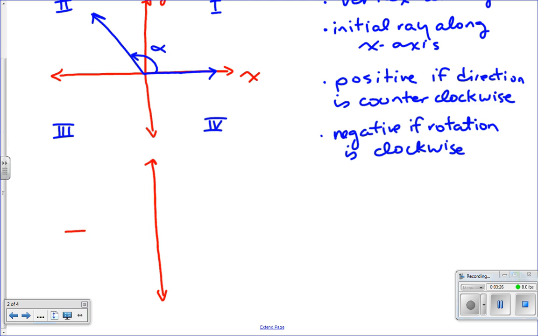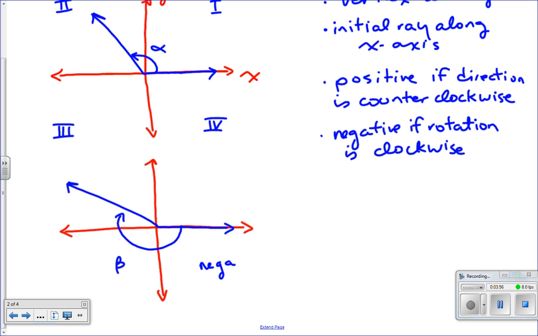So there's the y-axis, here's the x-axis. The initial ray is still along the positive x-axis, but the rotation is clockwise instead of counterclockwise. So these angles are close to each other in where their terminal arm is. We'll call this one angle beta, but it's a negative angle, okay? Only because of the rotation being clockwise instead of counterclockwise.